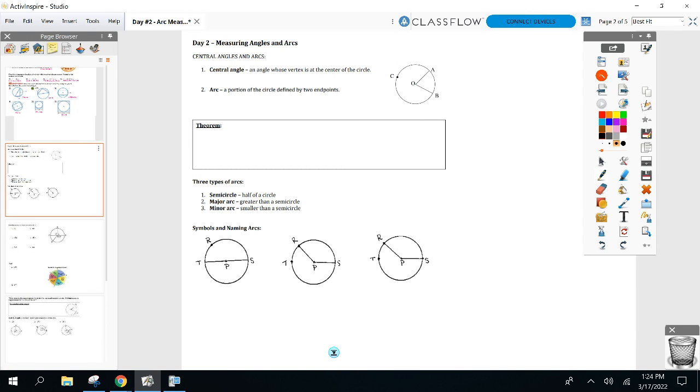New vocabulary term right off the bat. In a circle, you can draw a bunch of different angles inside a circle. The first one I want to talk about is what's called a central angle.